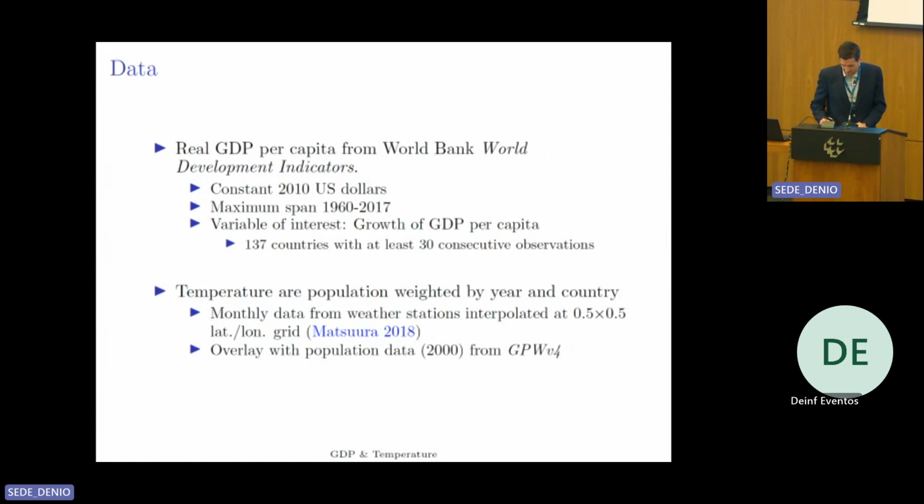And then the temperature variables that we're going to look at are population-weighted temperatures. We're going to have monthly data that's interpolated across the globe. So we have temperature at each point on the grid, and we're going to overlay this with population. Then we're going to weight by population, so it reflects where the population is. If we're thinking of Brazil, the state of Sao Paulo is going to have much more weight on what the temperature of Brazil is than the state of Mato Grosso, I think is what we're saying.